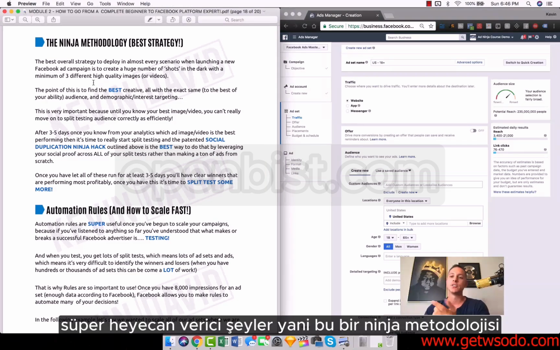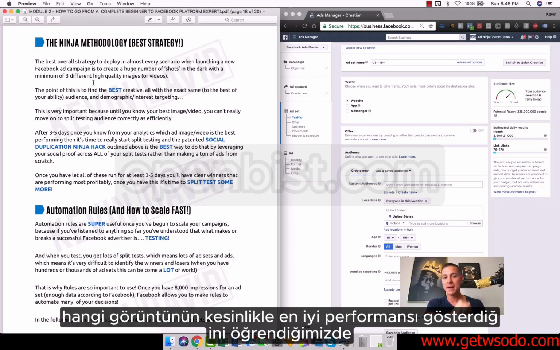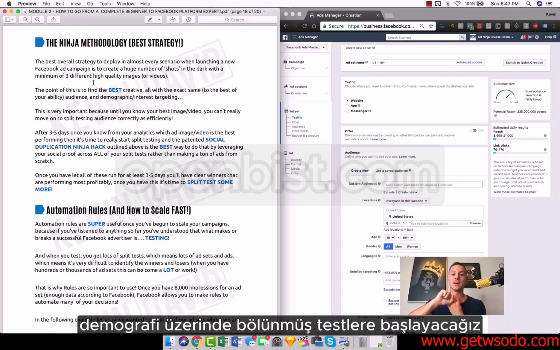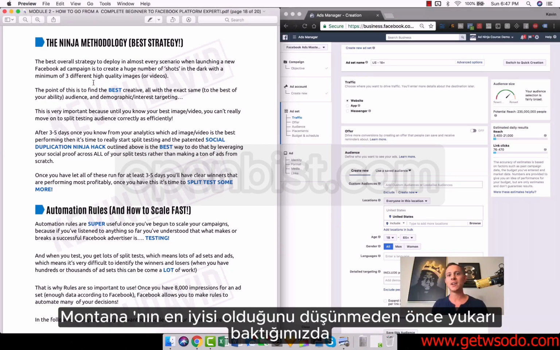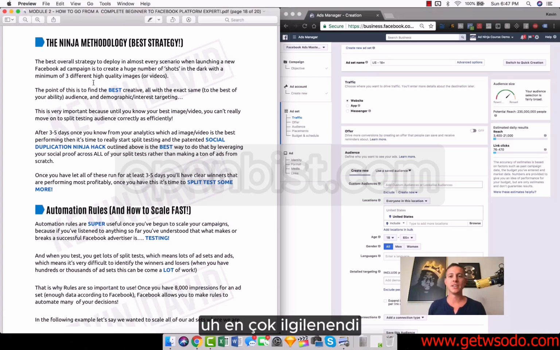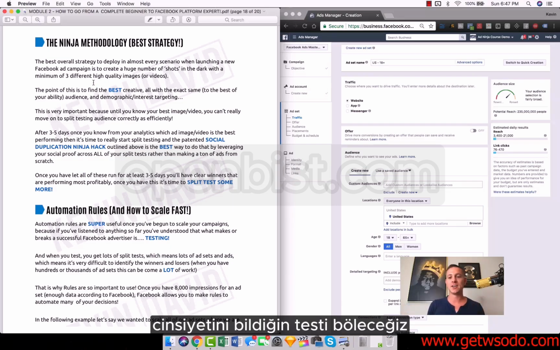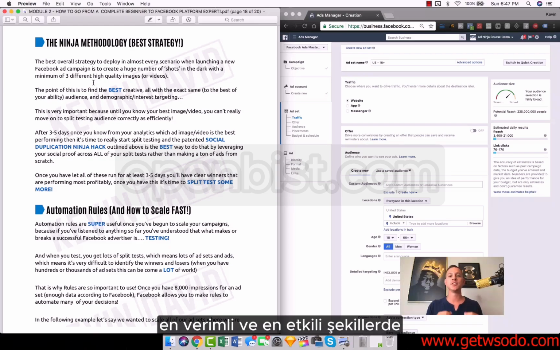So that is the ninja methodology. First, we're going to split test on images. Once we know which image for sure performs the best, then we're going to start split testing on interests. We're going to start split testing on demographics, where people are actually located. When we looked up before, I think Montana was the most interested in corgis state according to Google Trends. We're going to split test on gender, all of these different things once we have our best image. And it's going to be super fun showing you guys exactly how to split test in the most efficient, most effective ways.